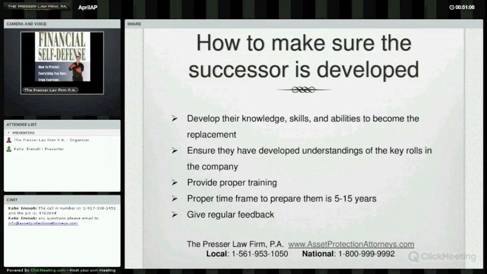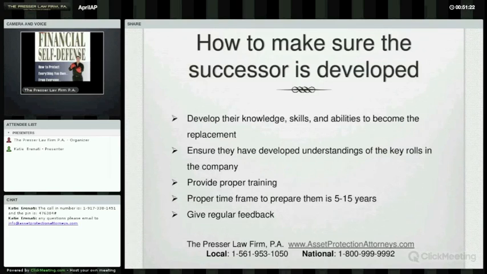So how do you make sure the successor is developed? You want to develop their knowledge, their skills, the abilities to become the replacement. So, you really got to help them. You really got to educate them. You really have to train them. You can't expect someone to do a good job if you haven't put the time and money into their training.